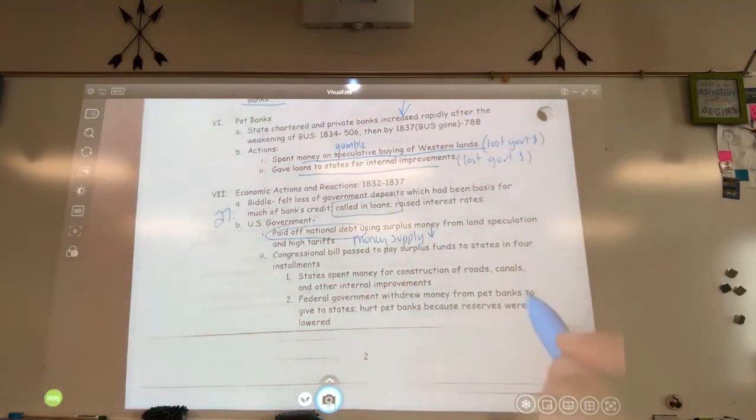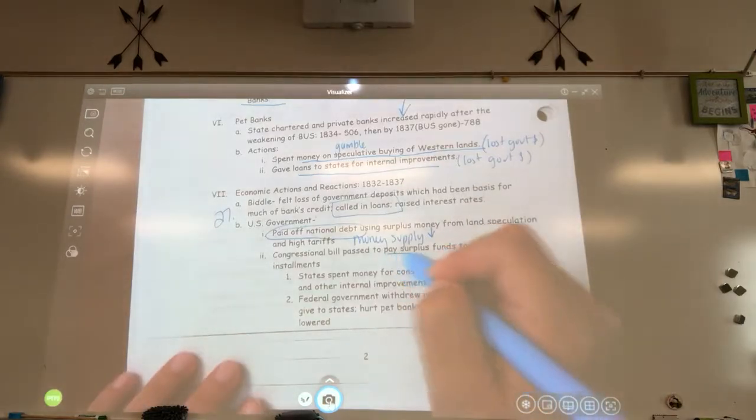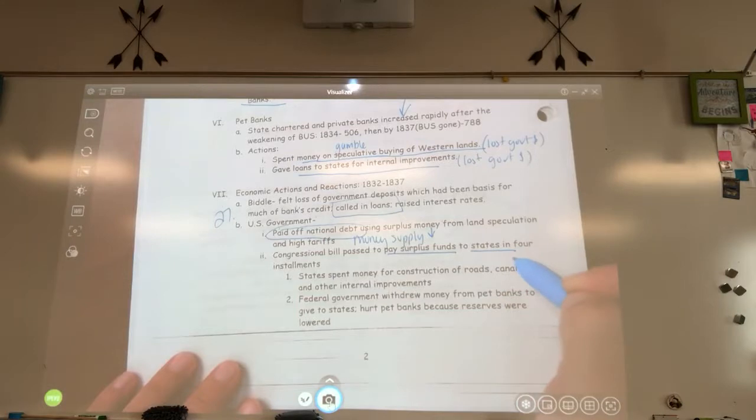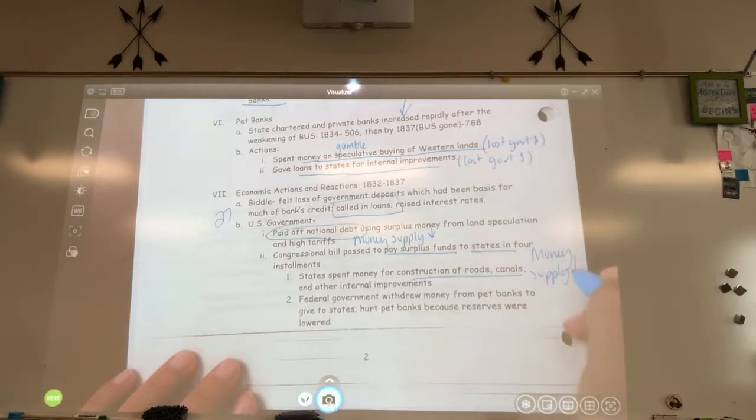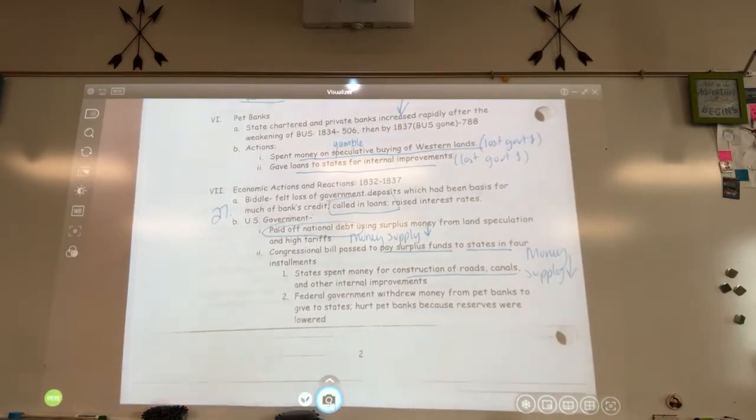So is the economy looking good or is it looking bad? We're gonna see Congress then pass a bill to pay surplus funds to the states, and they will make roads and canals. Oh, they're gonna spend the money. So what's gonna happen to the money supply? Is it gonna increase or decrease? It's gonna decrease. And lastly, the federal government is gonna withdraw the money from the pet banks.